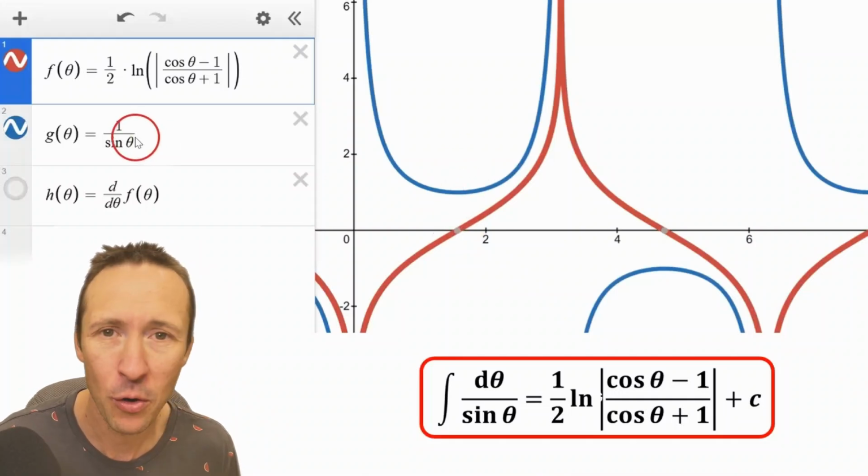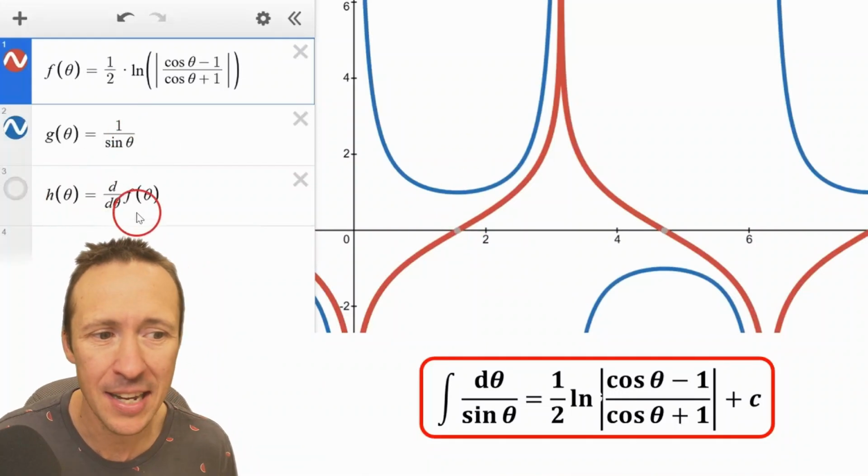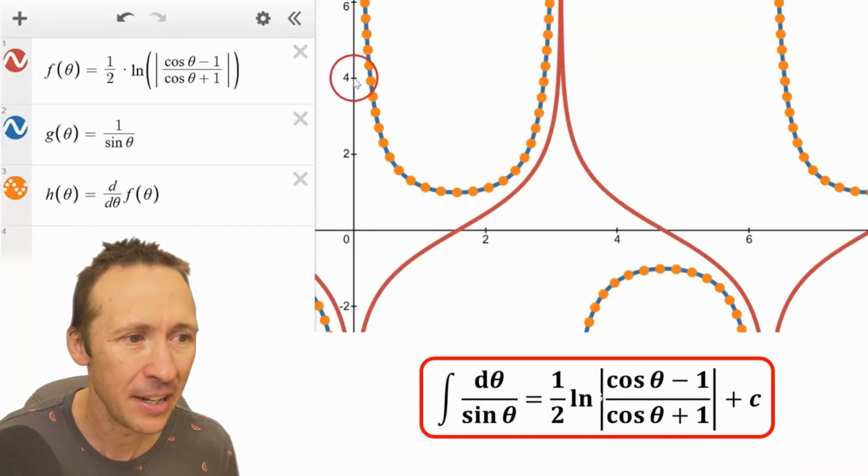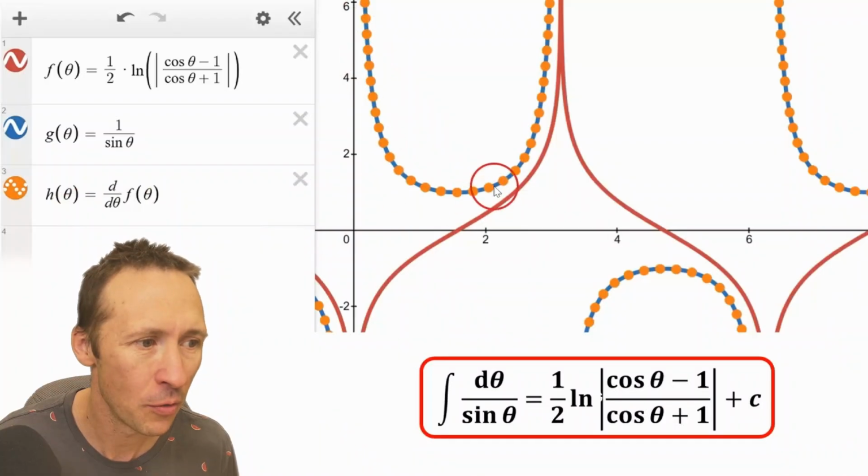And I know that 1 over sine theta is the derivative because in Desmos, you can plot the derivative by writing it like this. And the derivative right here just overlaps our 1 over sine theta perfectly, which gives us the derivative.